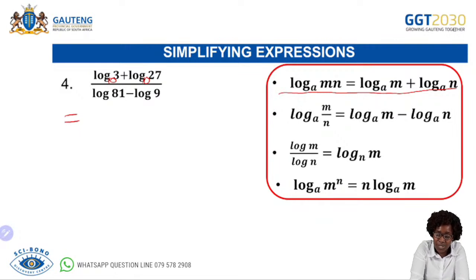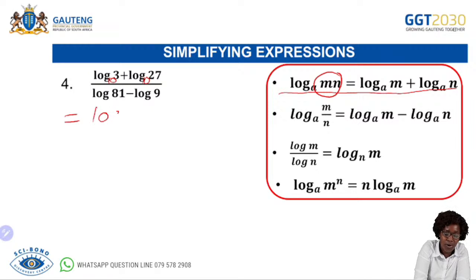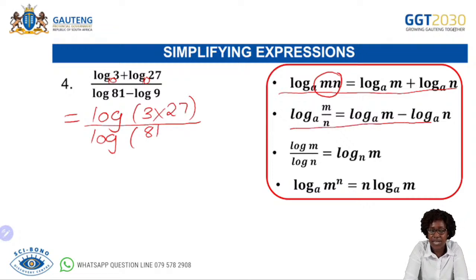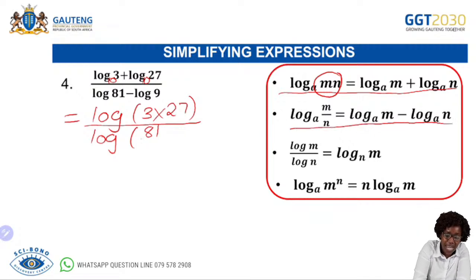And the rule says we simply multiply those numbers. So I'm going to write this as log of 3 multiplied by 27. Then this is divided by the log of 81. Remember now we're no longer using the one for addition. We need to use the one for subtraction. So this is going to be 81 divided by 9.